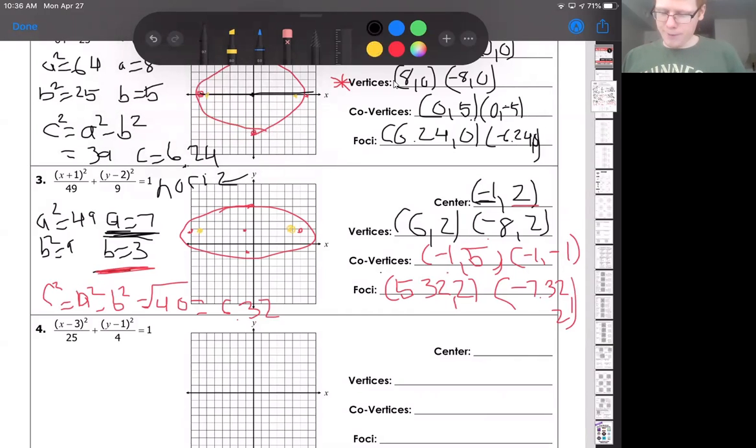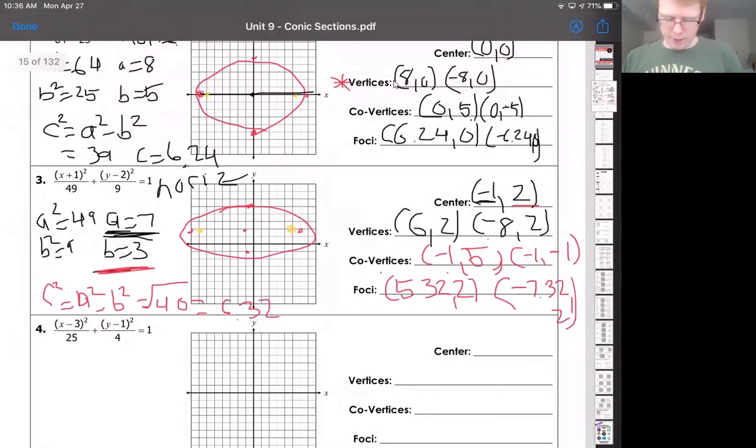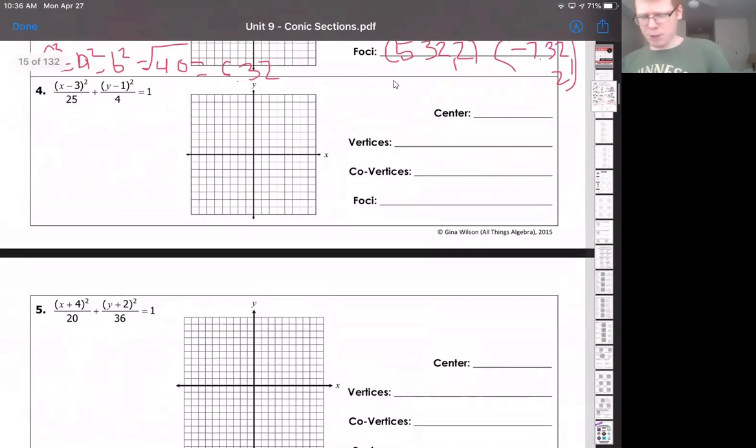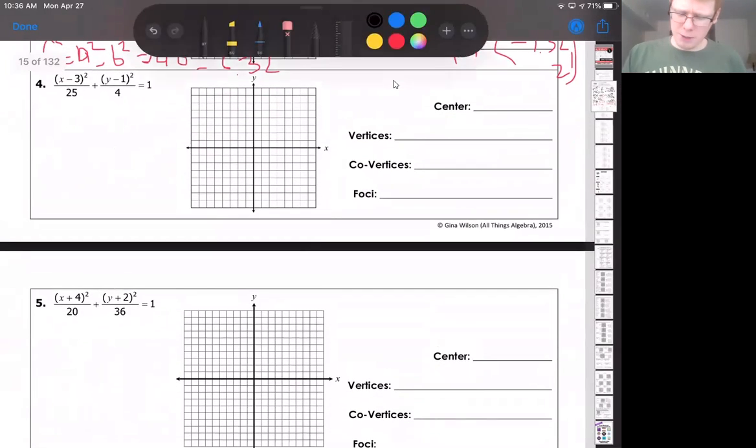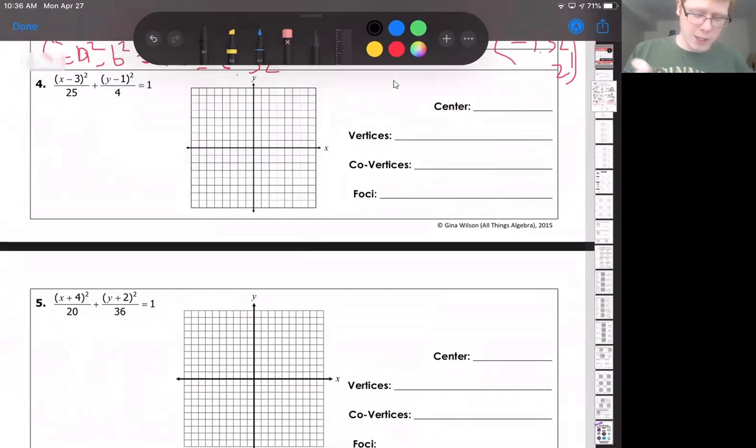Let's look at a few more. Like I said, I'm going to probably stop doing the focus points because, quite frankly, in terms of getting your graph, they don't mean too much. So looking at this one, our center, you can find right away, is the opposite of what's with the x and the y. It's kind of like when you find the center of a circle. So that's very similar if you know how to find the center of a circle. Since the x is over a bigger number, it's going to be horizontal.